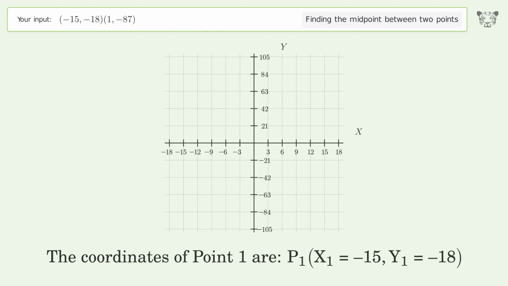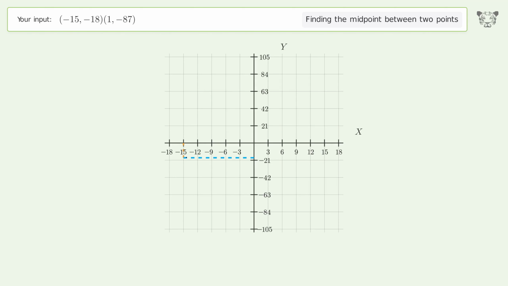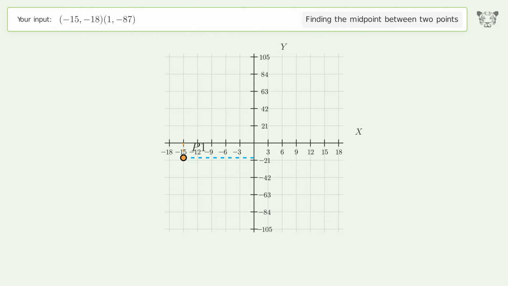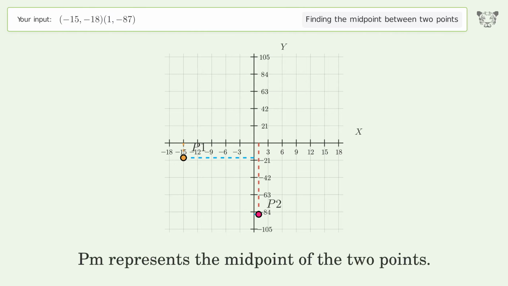The coordinates of point 1 are, x1 equals -15, y1 equals -18. The coordinates of point 2 are, x2 equals 1, y2 equals -87. PM represents the midpoint of the 2 points.